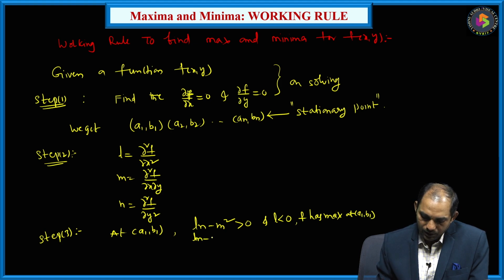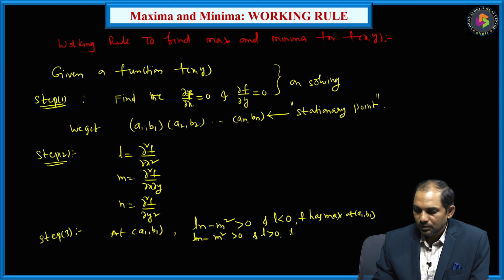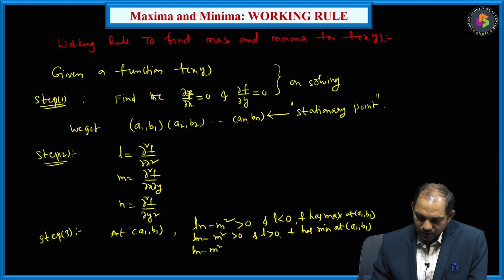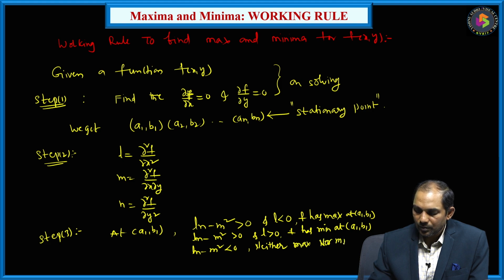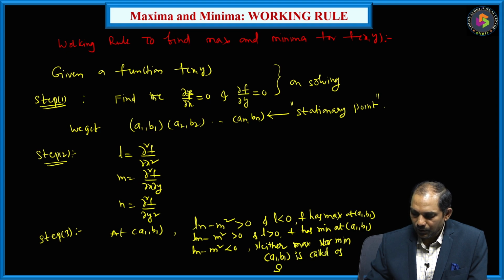Similarly, if ln minus m square is greater than 0 and L is also greater than 0, then we can conclude that f has minimum at the point a1 comma b1. If the sign of ln minus m square is negative, then we can conclude that the function has neither maximum nor minimum. In this case, this point a1 comma b1 is called a saddle point.